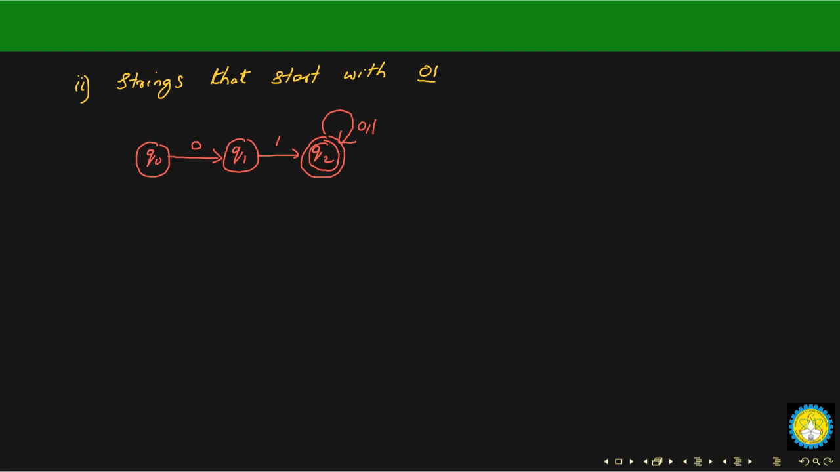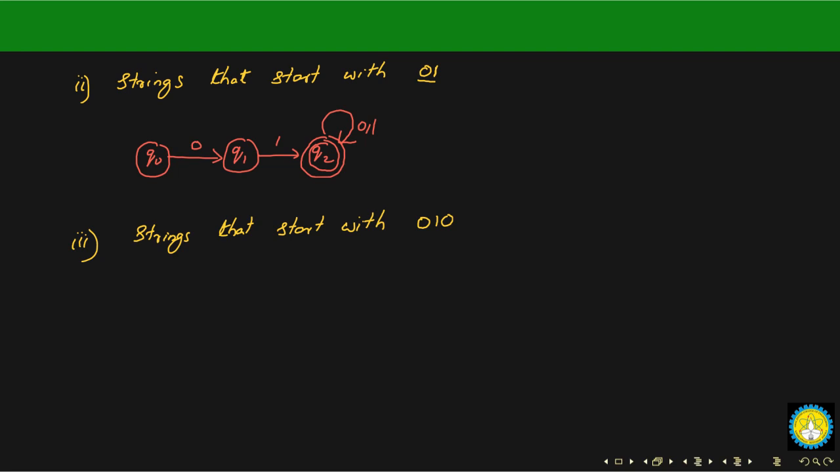Again, here we have only defined the essential transitions. Q0 on 1 is not defined. Similarly, Q1 on 0 is also not defined. This definition is enough for an NFA, whereas in a DFA, you should show all the transitions for all symbols. So we'll look at another question.